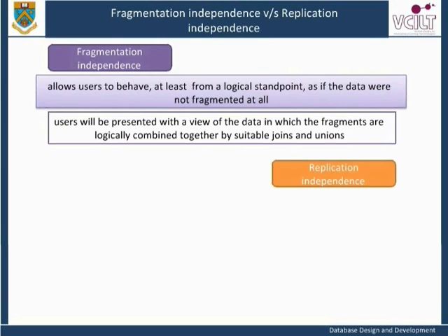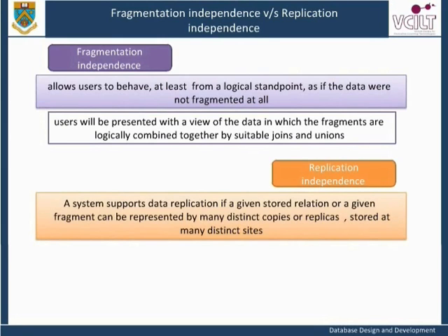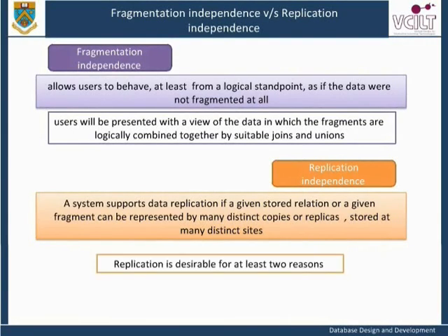Replication independence. A system supports data replication if a given stored relation, or, more generally, a given fragment, can be represented by many distinct copies, or replicas, stored at many distinct sites. Replication is desirable for at least two reasons.